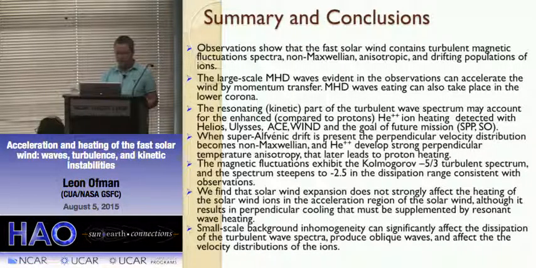Basically, we have observations that show that we have two types of solar wind. We have the fast and slow solar wind. In the fast wind, we see evidence of turbulent magnetic fluctuations, as well as velocity and density, non-Maxwellian features, and anisotropy. And we see as well evidence of drifting populations of various ions. Now, the large-scale MHD waves are still important, and they can provide, at least theoretically, the acceleration of the bulk of the solar wind by momentum transfer. They can accelerate the protons and the electrons. Of course, the ions will follow.